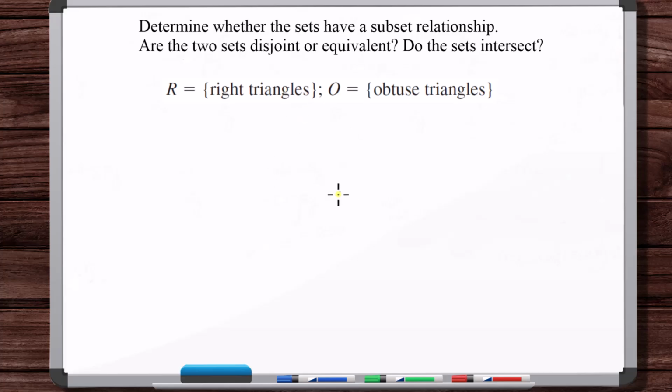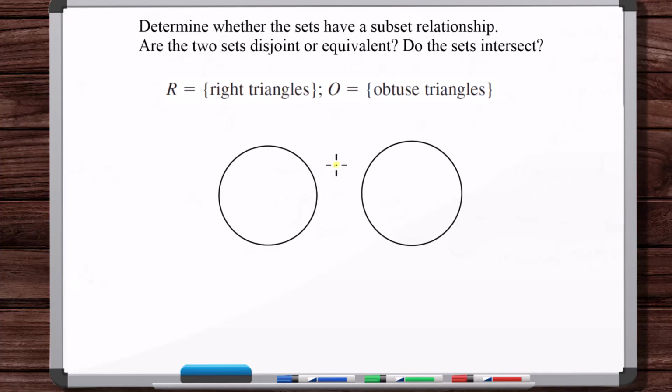All right, right triangles and obtuse triangles. The set of all right triangles, the set of all obtuse triangles. Okay, these sets are disjoint, meaning that they're completely separate and that there's no right triangle that is an obtuse triangle and vice versa.